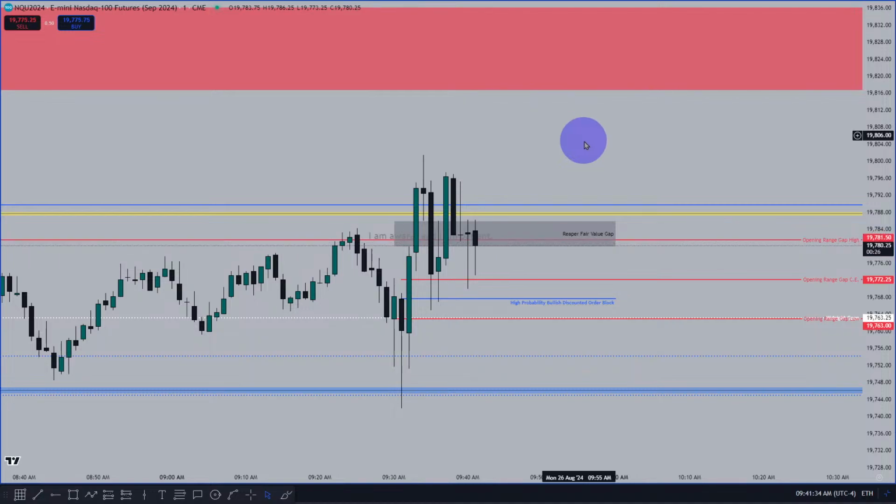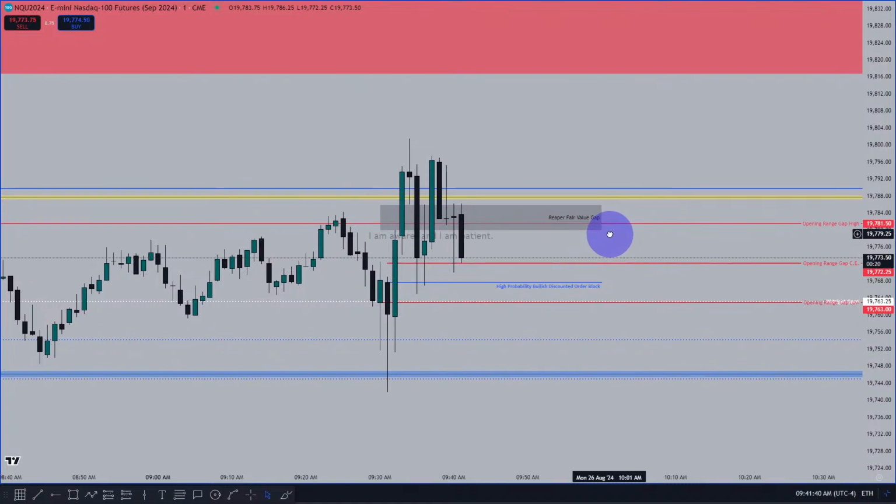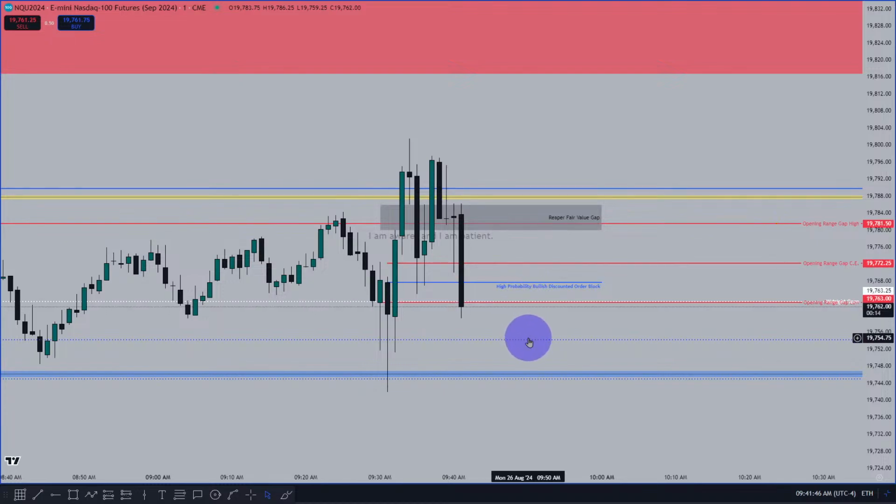Okay, so still failing to close within that consequent encroachment of the opening range gap. We had midnight over here. Okay, so we're just pushing through the consequent encroachment right now, and what is this low here? I want to see if price wants to pull back away from this low really quickly, or if it wants to close within that range and take out these body lows. So looks like it's about to close in.